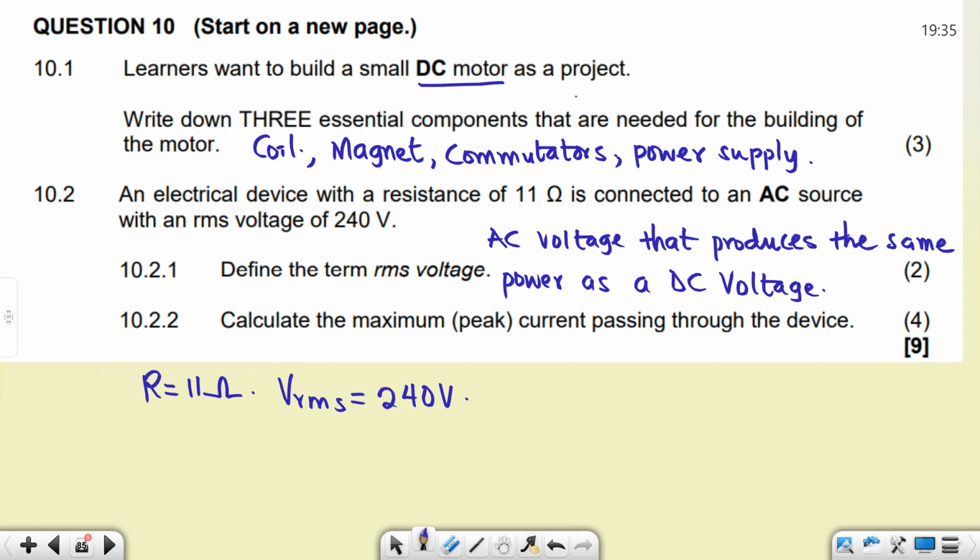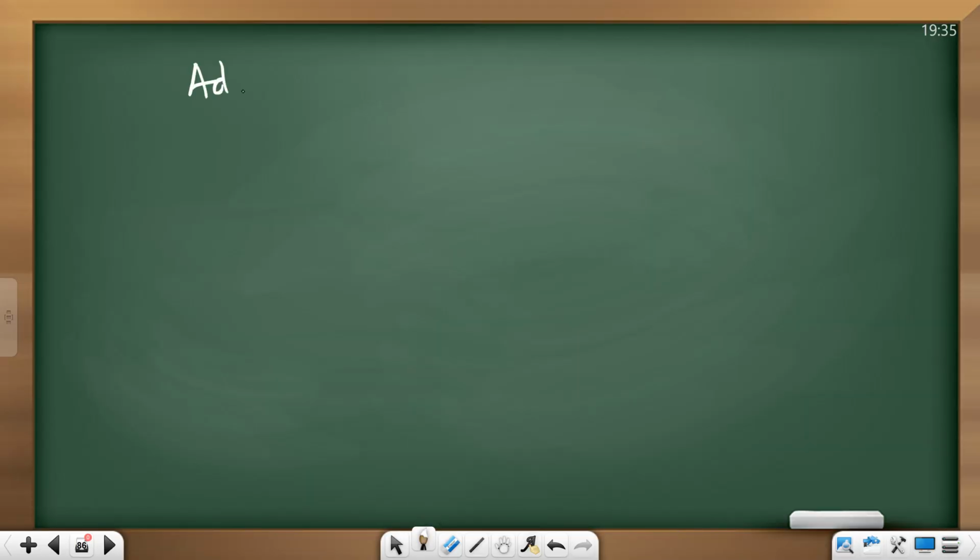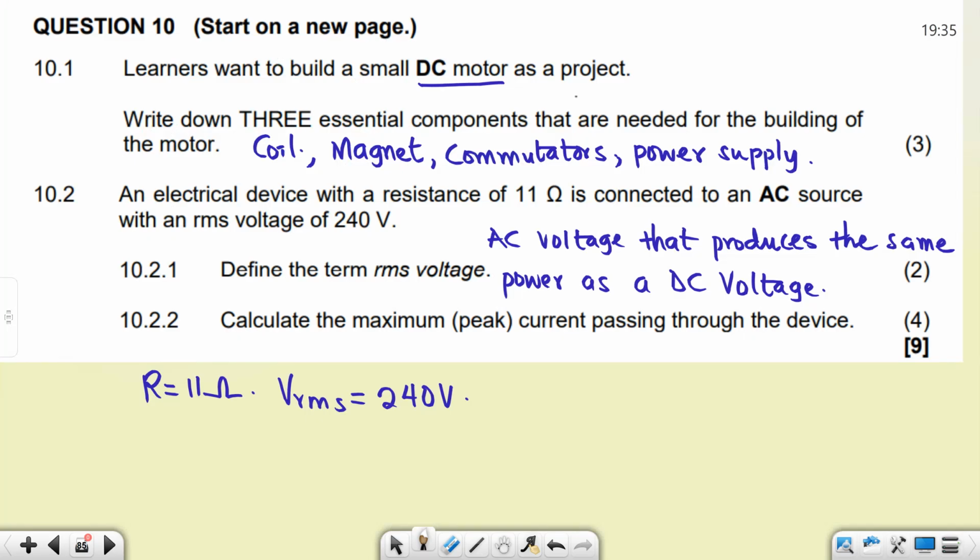If the examiner says RMS current, then you change that AC voltage to AC current. Quickly, I'm going to tell you advantages of AC over DC. Let me put it here. I'll go back and answer that question, but I don't want to forget this. Advantages of AC over DC. Okay, let's go answer this question now. Calculate the maximum current. Easy stuff. We are looking for Imax.